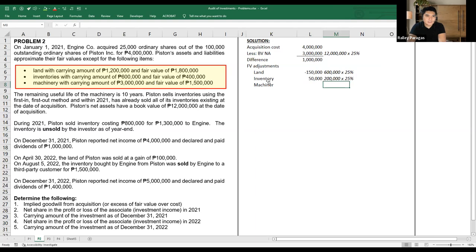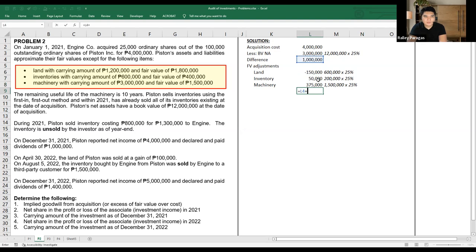Same case with your machinery. Okay, machinery. Machinery has a difference of 1.5 million. Multiply that by your share of 25%. So 1.5 million times 25%. Okay, so that's 375,000. So magkano yung difference nito? Kunin mo yung main initial difference mo dito. Okay, i-add mo yung mga fair value adjustments mo. Okay? So ano yung positive na to?